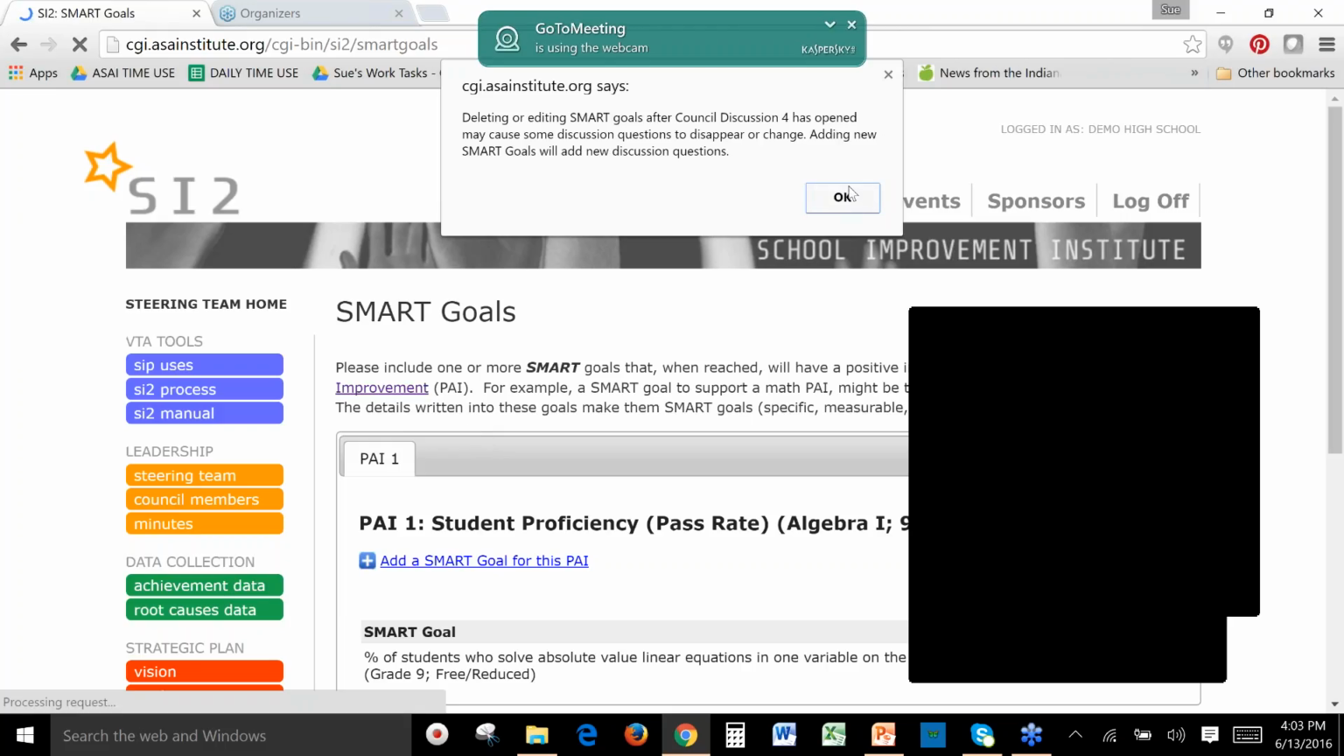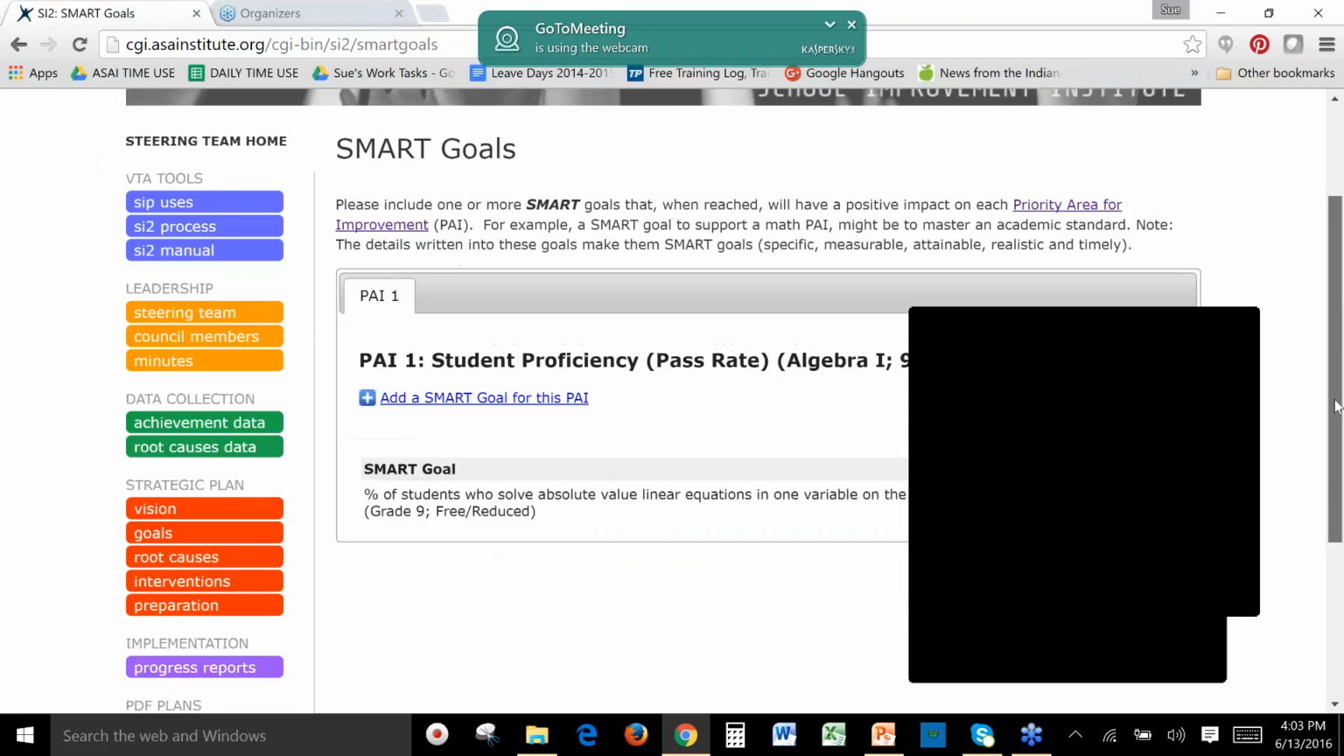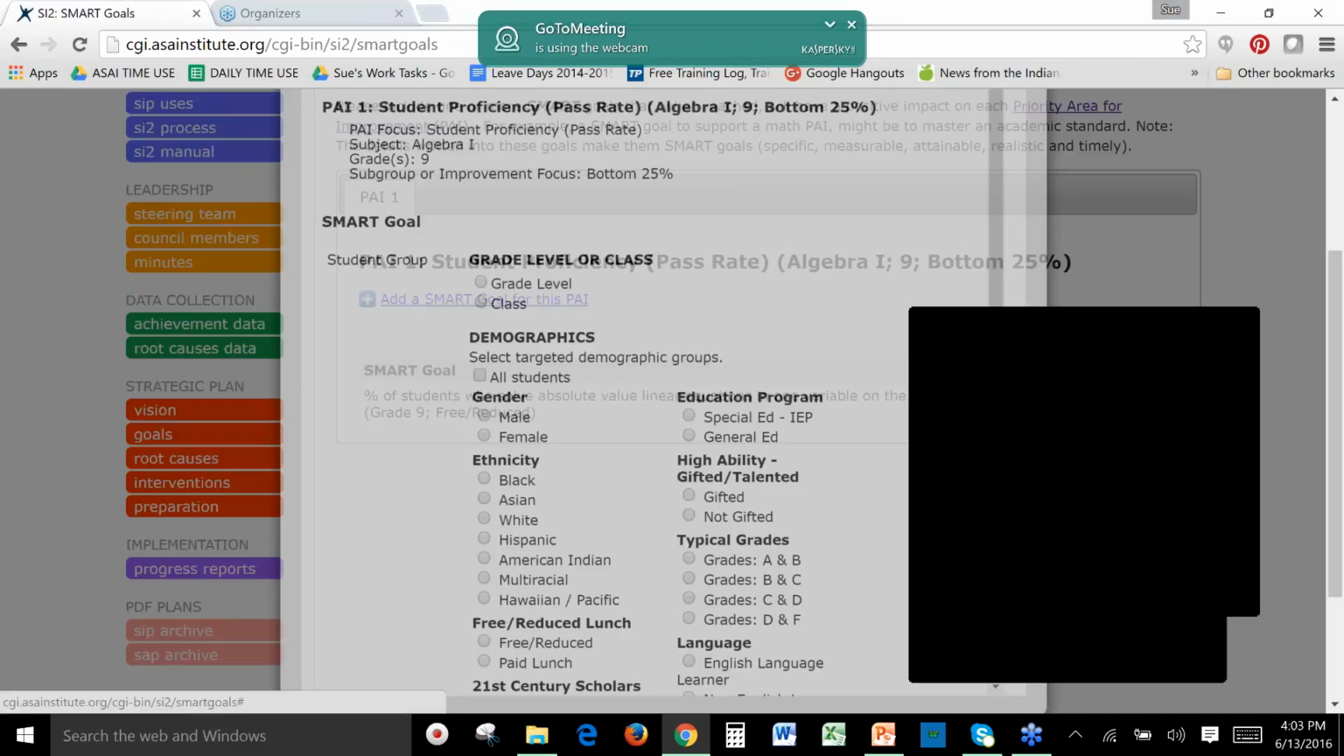I'm getting a notice. I have one PAI. If you have multiple PAIs, which you would, you'll have tabs up here. And you can see for my first PAI, which is the student proficiency rate for Algebra 1, 9th graders in the bottom 25% of the bottom 25%, I already have one SMART goal that I entered previously. I'm just going to add a SMART goal for this PAI.